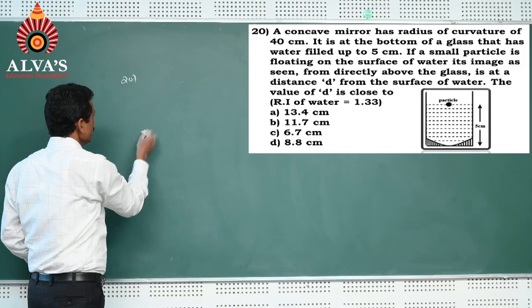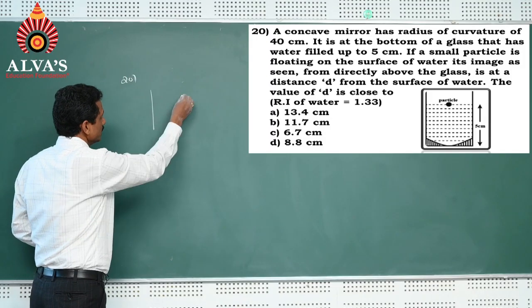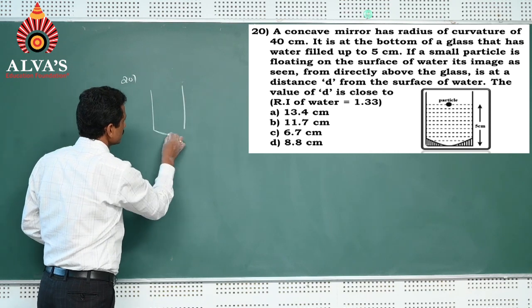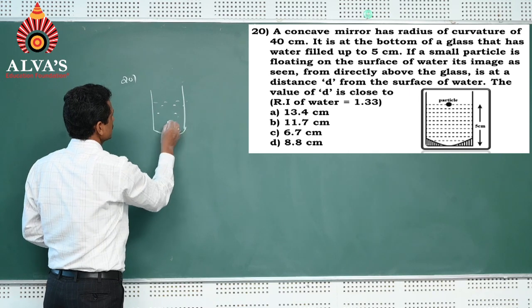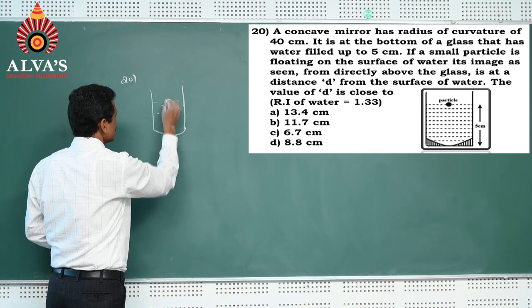Question number 20. See the diagram. It's a concave mirror. And it is filled with water like this. A floating object is here.